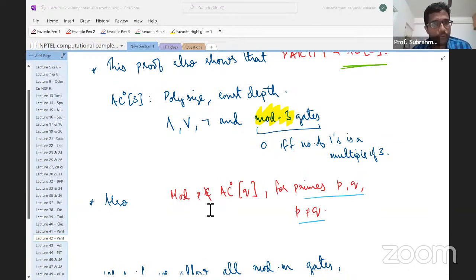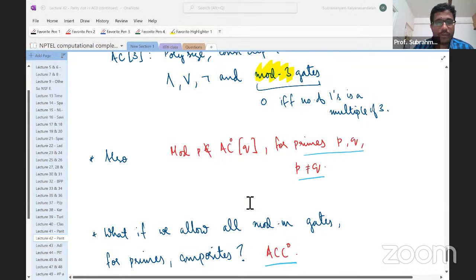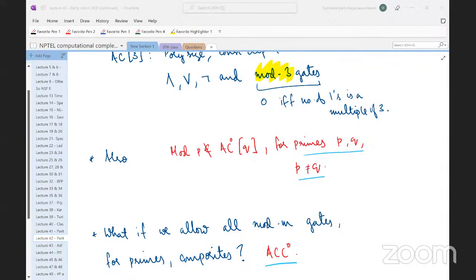The same proof works to show that mod P cannot be computed using AC0[Q]. This means that in addition to AND, NOT, and OR gates, you are allowed mod Q gates. In such a situation, you cannot compute mod P, where P and Q are different primes. So P is not a multiple of Q. This is the only reason why F3 is used: something that is not characteristic 2.